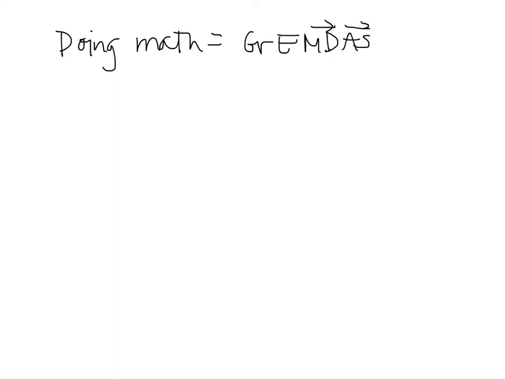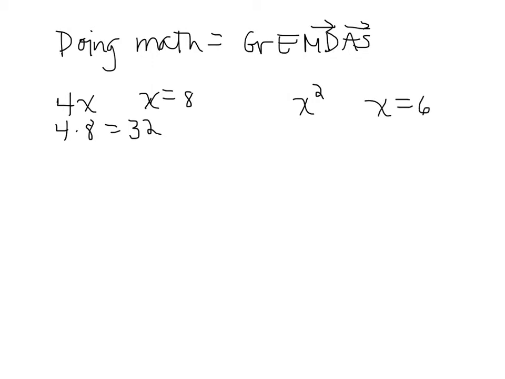So let's look at some of the kinds of things that tend to mess kids up. If I say 4x for x equals 8, that's pretty obvious. I'm still going to ask you to show replacement. It takes about 2 seconds. You get 32. If I say x squared for x equals 6, when I show replacement, I've got 6 squared, and that's pretty obvious. That's 36.